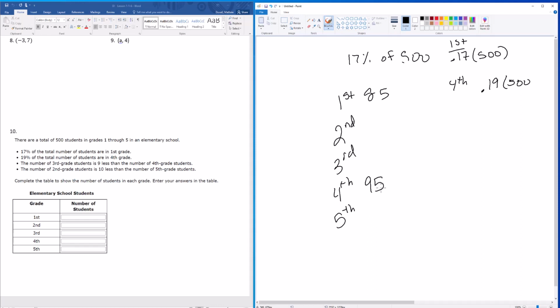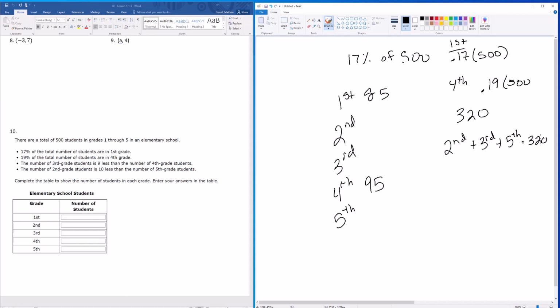It says the number of third graders is 9 less than the number of fourth graders, and the number of second graders is 10 less than the number of fifth graders. So if I have the original 500, minus 85 minus 95, I have 320 left. That means that the number of second plus the number of third plus the number of fifth needs to equal 320, because that's all that's left.